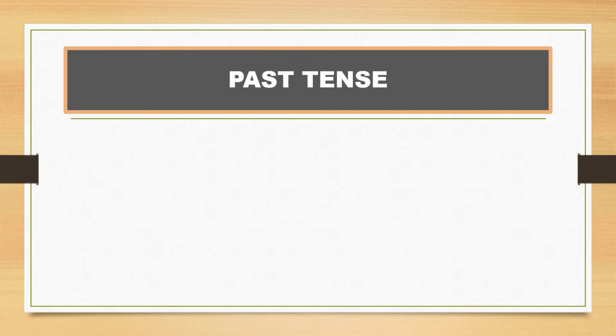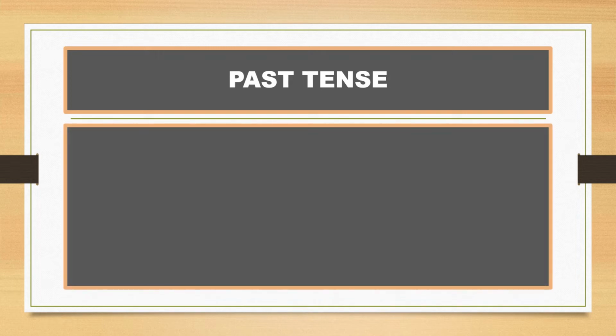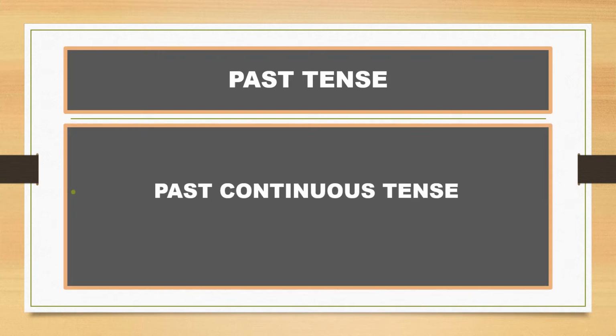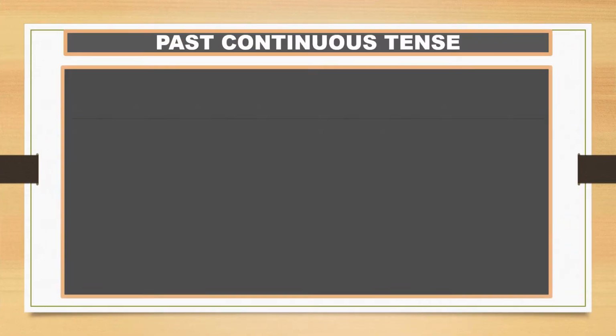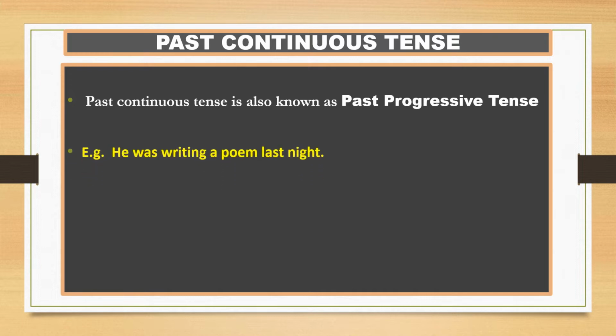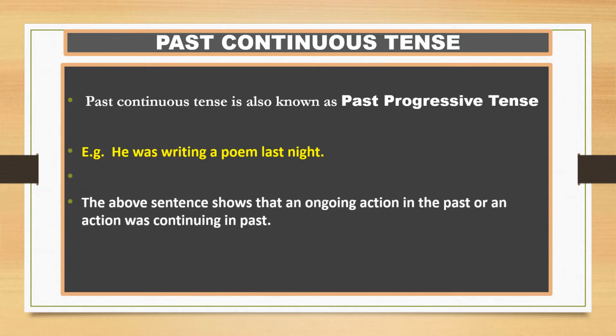Now let's learn about the next tense of past tense, and that is past continuous tense. Past continuous tense is also known as past progressive tense. For example, he was writing a poem last night. The above sentence shows an ongoing action in the past, or an action that was continuing in the past.